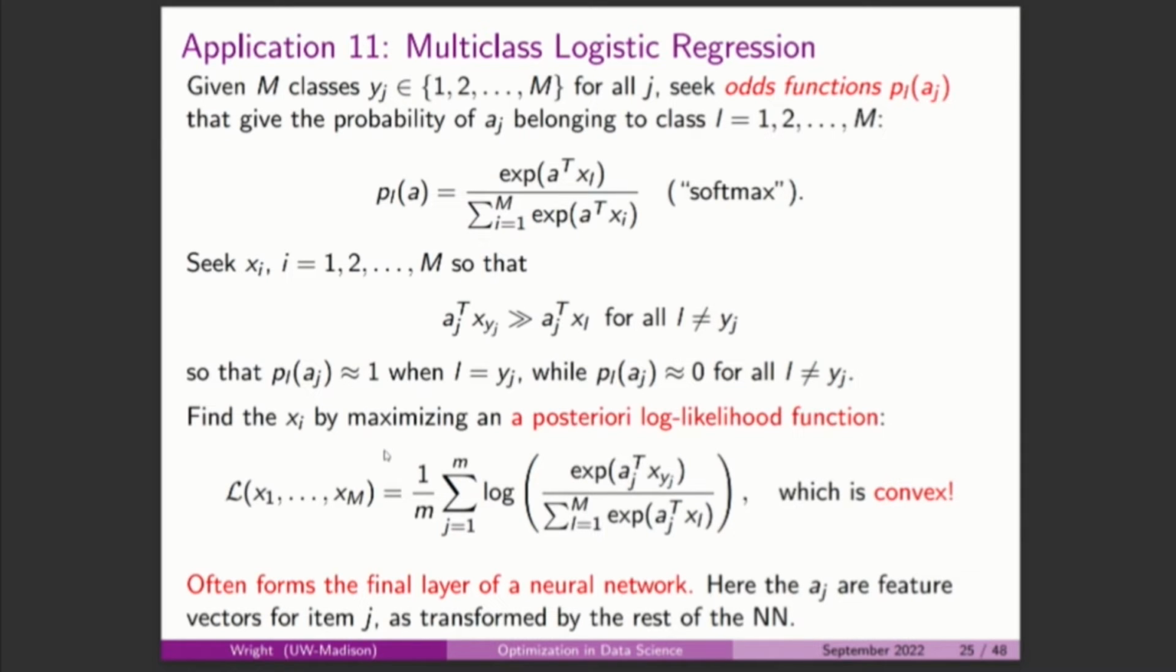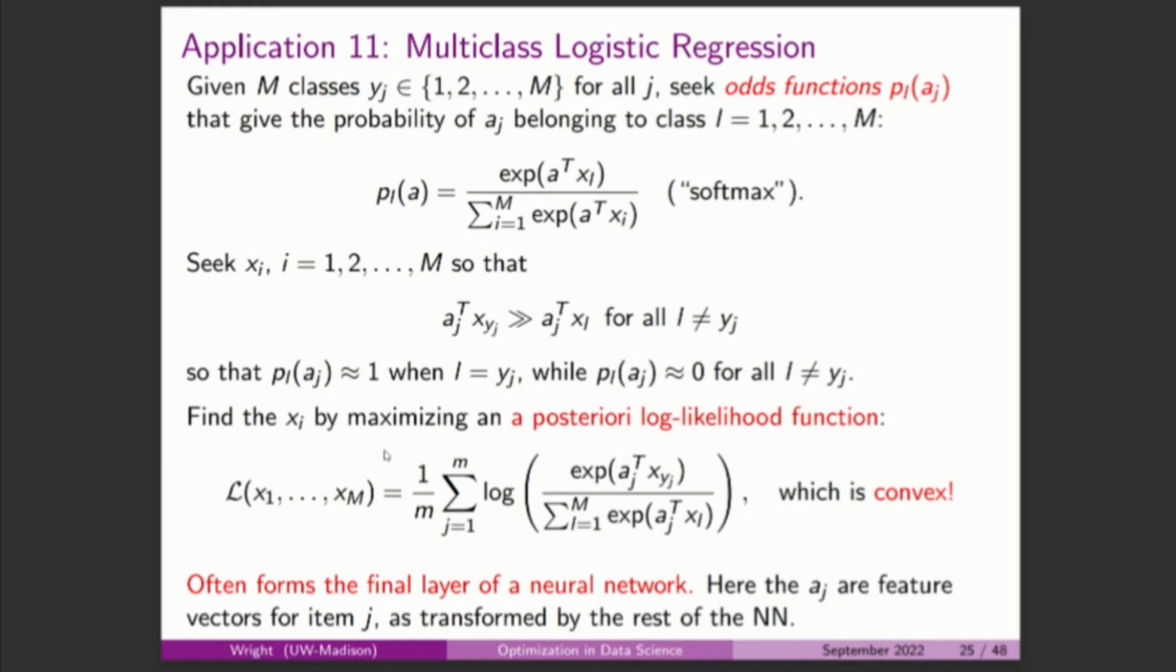I want to choose the XLs so they do a good job of classification. So the idea is you want to choose all the XLs so that the correct class gives you a much bigger inner product with AJ than all of the incorrect classes. So if AJ has label YJ, where YJ goes from 1 up to M, you want AJ transpose X for the YJ to be much bigger than AJ transpose with all the other X's, because that will make the PL for that AJ close to 1 for the correct class and close to 0 for all the others. And so you want to write down an objective function that forces the X's to have this property. It turns out this log exponential function does the trick. And it's also convex, which is kind of a bonus. If you expand it out, you see that it's convex. Non-linear, of course. Okay, so this is one way to do classification.